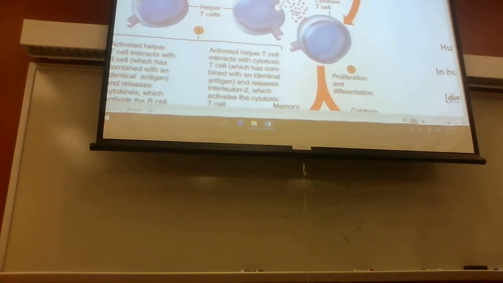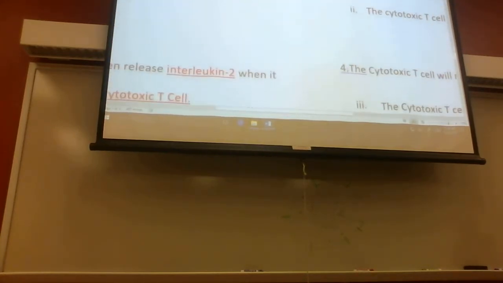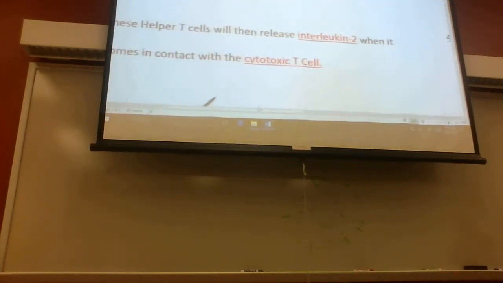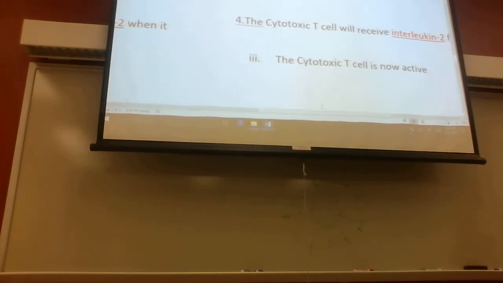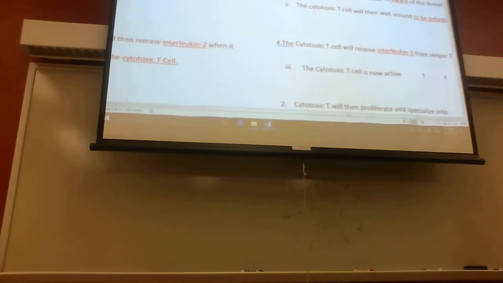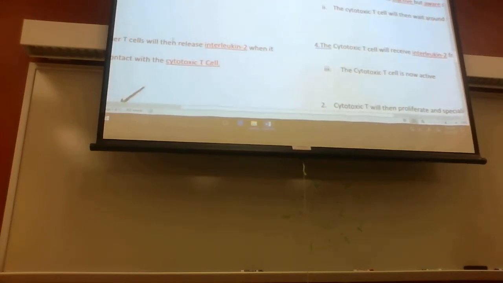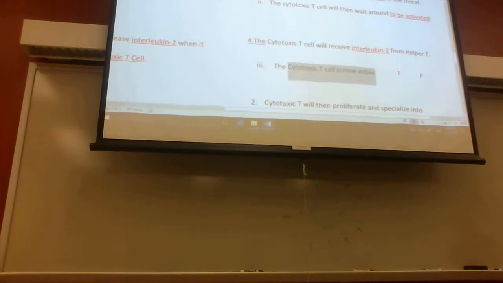Next portion on step 4 on the other side. We're going to go here. Helper T cell will then release interleukin-2 when it comes in contact with cytotoxic T. On the other side, step 4 over here, cytotoxic T cell will receive interleukin-2 from the helper T. Cytotoxic T cell is now activated. This is true.